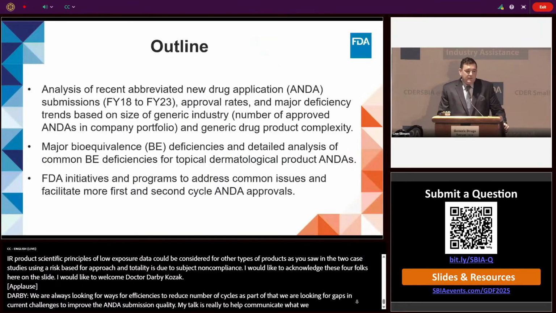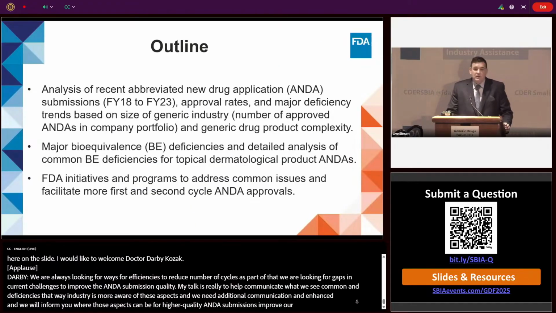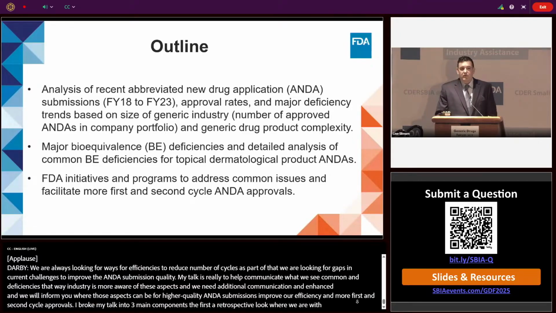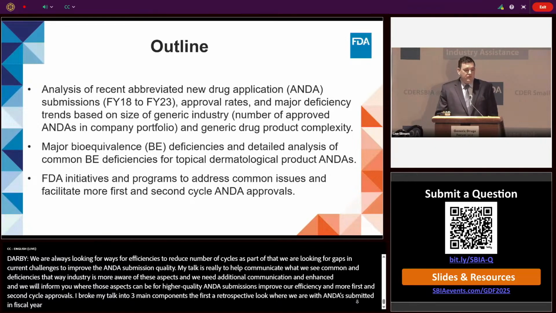So I've broken my talk up into three main components. The first one is a retrospective look at where we are with ANDAs that were submitted in fiscal year 2018 and 2023, so you can see what we are looking at in terms of approval rates and major deficiencies, and then a little bit more of a tranching analysis. This can be done because there's a lot of data, but I'll give you a few examples in particular of what major deficiencies look like based upon generic industry size, as well as the complexity of the drug product.